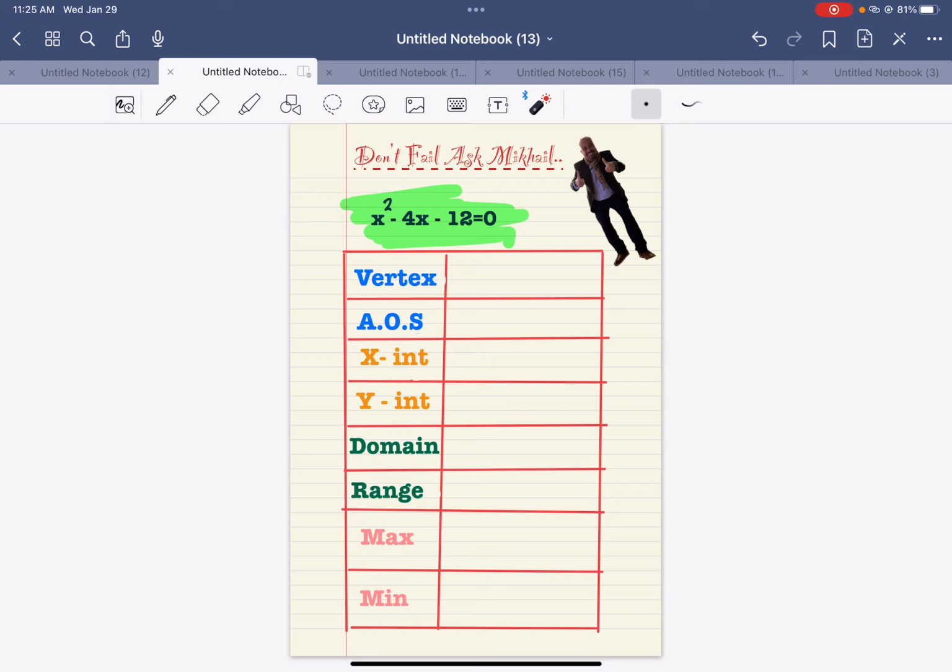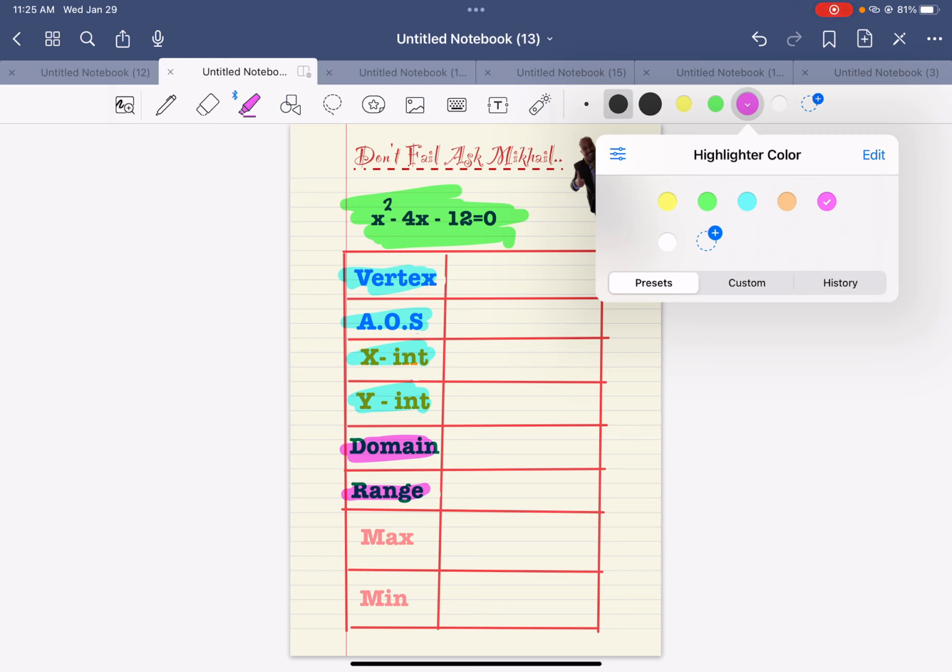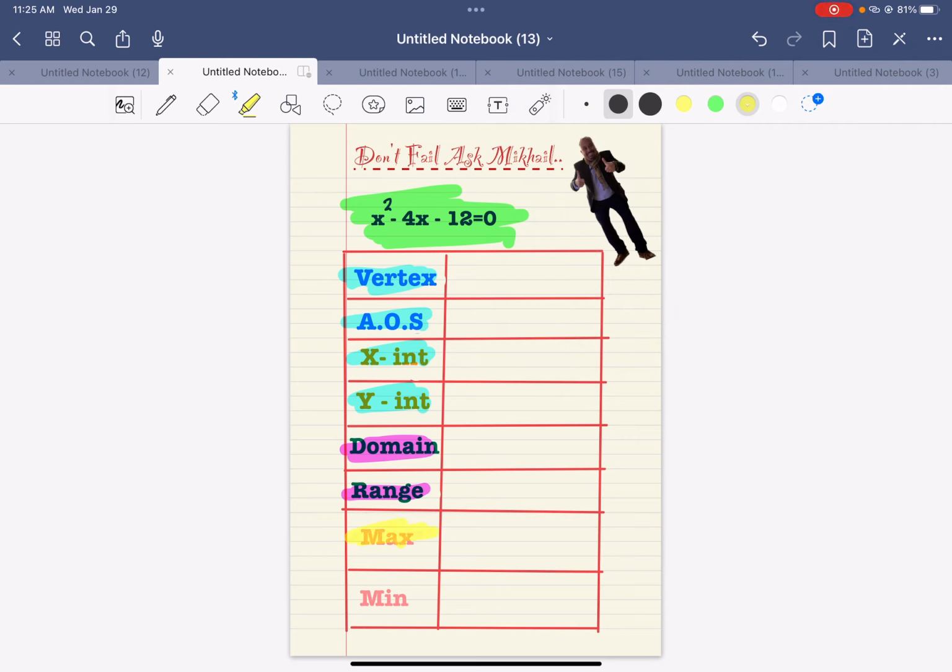For everyone to graph and find the critical points, we have to find a couple of things. We have to find the vertex. We have to find the axis of symmetry, x-intercepts, and y-intercept. If I know these points, I can graph. I also need to find the domain, the range, and the maximum point and the minimum point, all right? So let's do one by one.